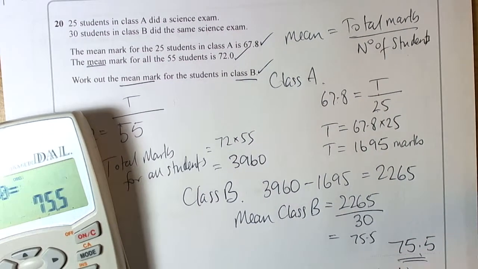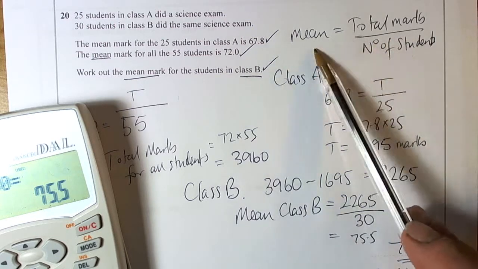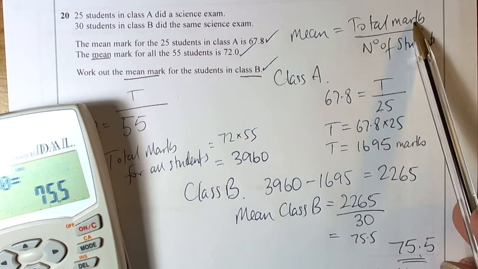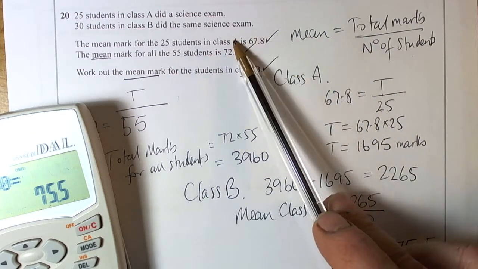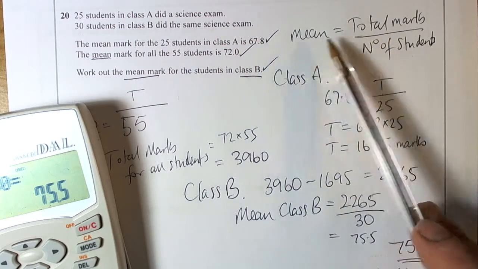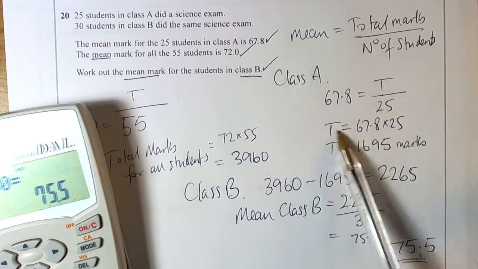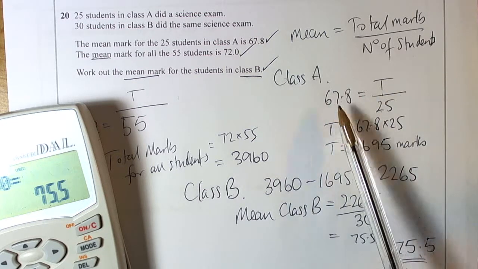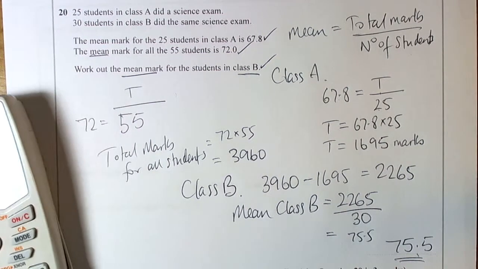So 75.5. Again, it's this idea, isn't it, of recognising that the mean has a definition. The total of whatever the system is you're talking about divided by the number of items that gave you that total. In this case it's about students and marks, so the mean was the total number of marks divided by the number of students, and we can work backwards then to work out totals if we know the mean, and once we know totals we can work out the new mean, and so on. So that's an example of working with the mean average.